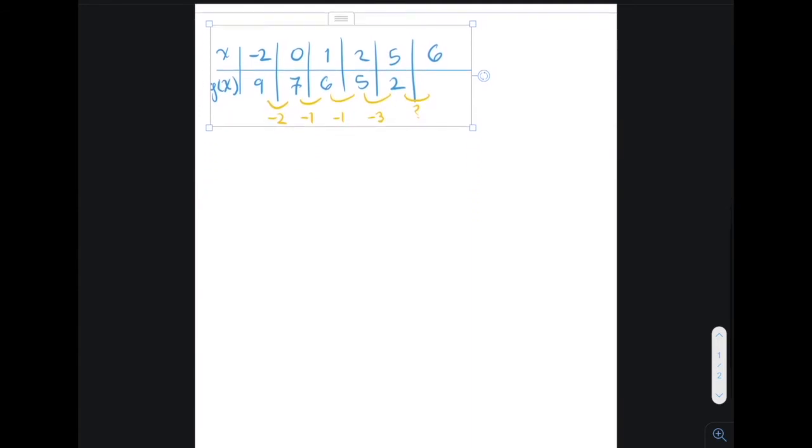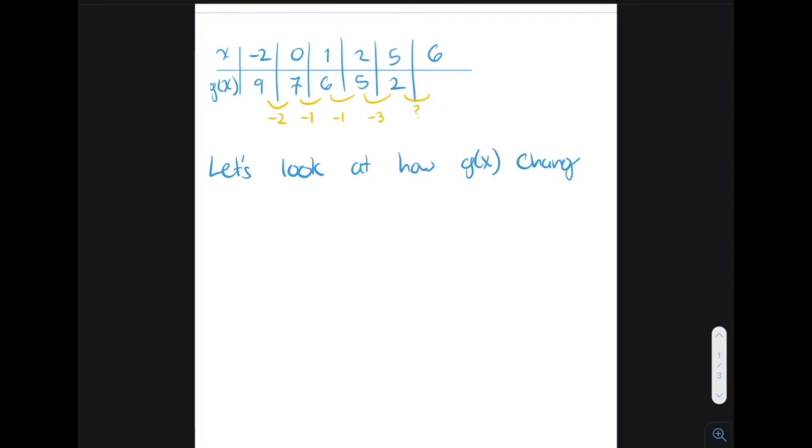So let's think of how we can keep track of that change in g. Well, we can do that by keeping track of the change in g with respect to the change in x. So again, we're going to look at how g of x changes as the x value changes. We're going to look at this as a ratio, and we're going to have the change in g over the change in x.